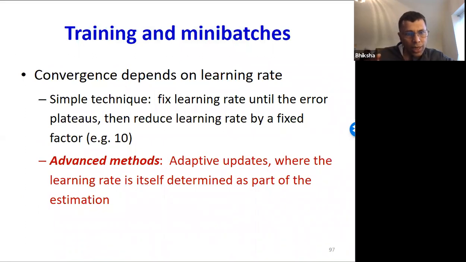Now, convergence depends on the learning rate. As I mentioned, we need to have optimal or decent learning rate schedules for the whole thing to work. There are various tricks, like fixing the learning rate till the error plateaus, then reducing it, or adaptive updates where the learning rate itself is determined as part of the estimation. Various things that people have tried, but the learning rates must satisfy those two properties that we mentioned earlier in any case: the sum of the learning rates must permit you to get to the optimum solution, and they must shrink.